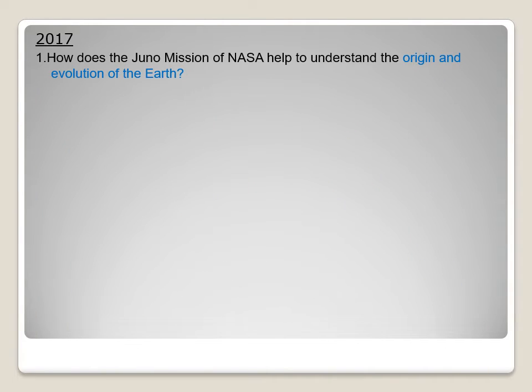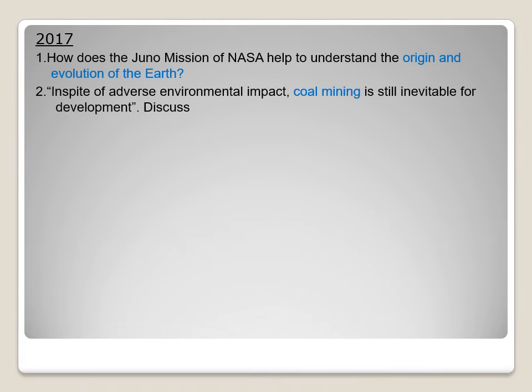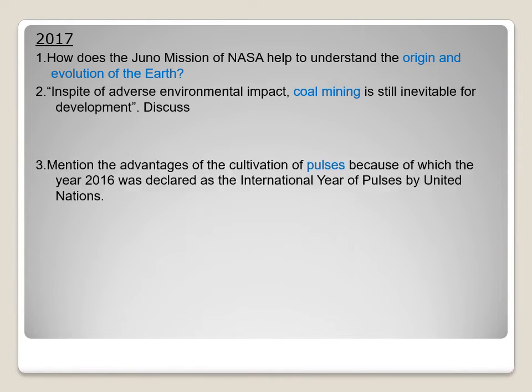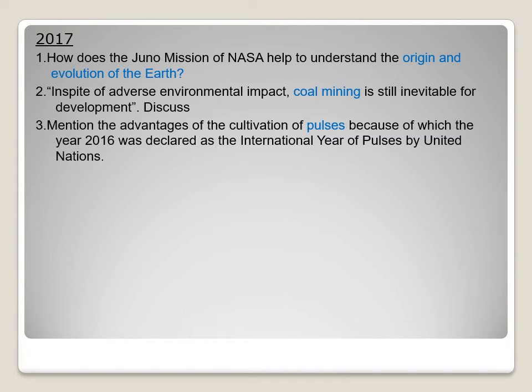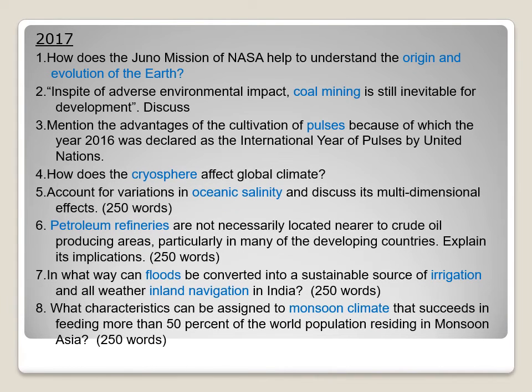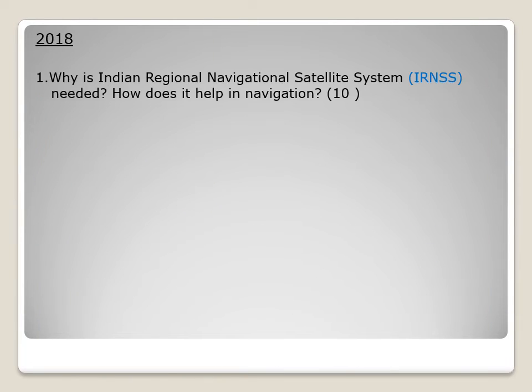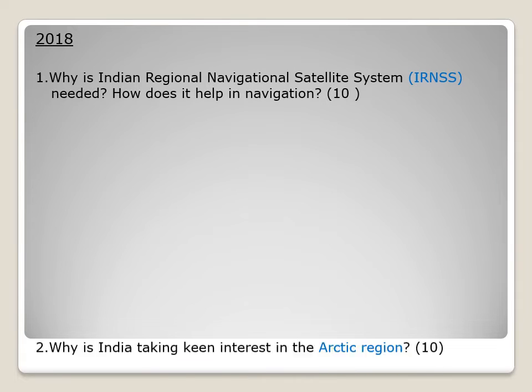In 2017, first one is regarding origin and evolution of Earth and its connection to current experiments. Second one is about coal mining and its importance even though it is harmful to our environment. Third one is about pulses and is a current affairs question. Next is about cryosphere, oceanic salinity, petroleum refineries, flood and monsoon climate. All these concepts relate to both basic and current events, so it is important to update the basic concepts with current events. In 2018, there is a question on IRNSS, which is an Indian version of GPS. It is also based on current affairs.